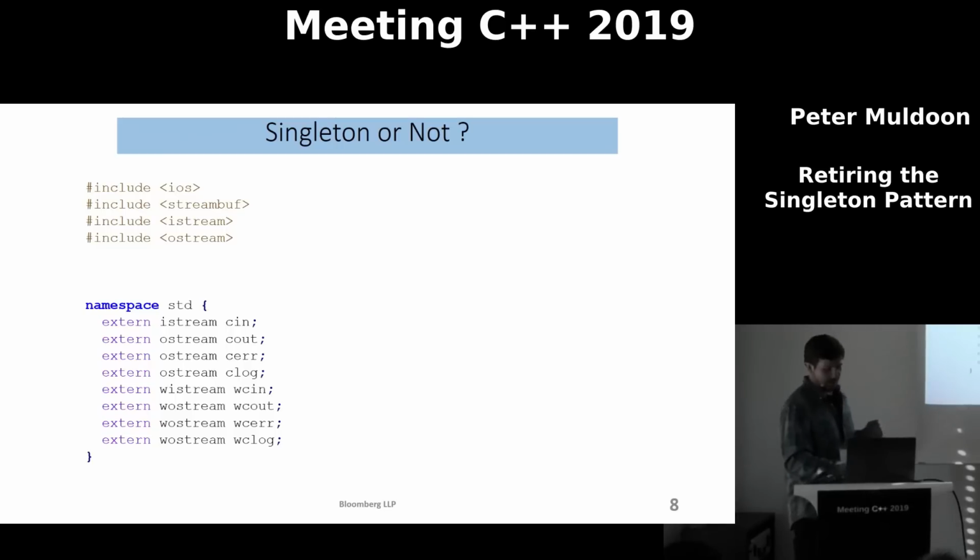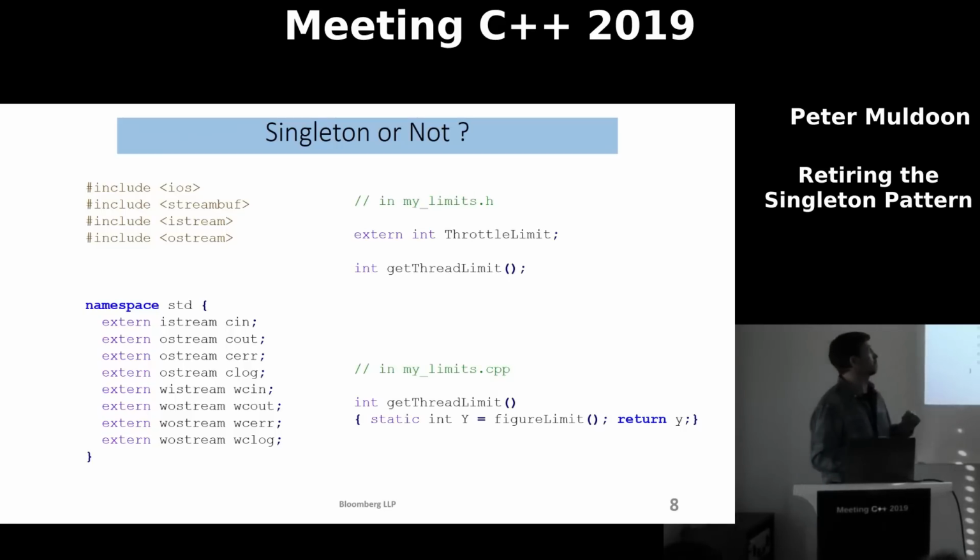All right. Let me try another question. So I have this external int that has a throttle limit. I'm going to use it somehow to say how many can come in. It's set at a fixed value, and I just grab it in functions. Is this a singleton throttle limit? Who thinks it is? Okay. I won't say who it isn't.